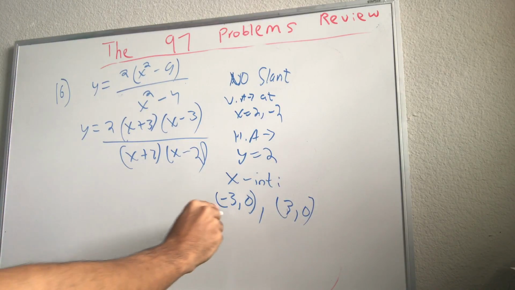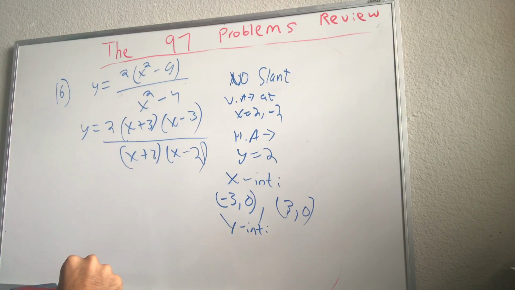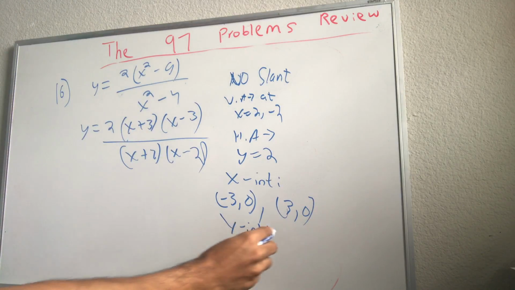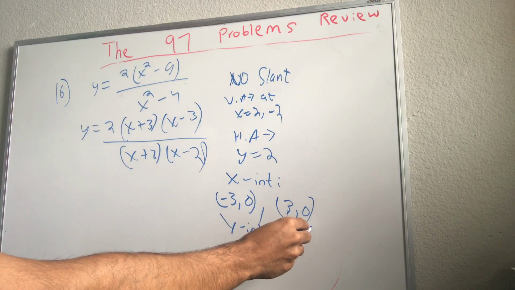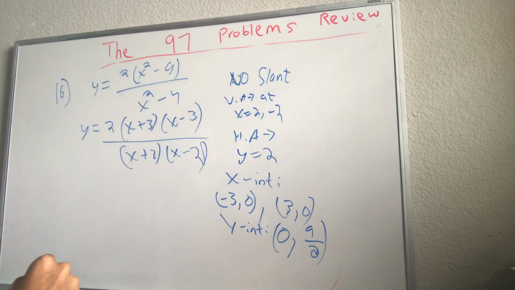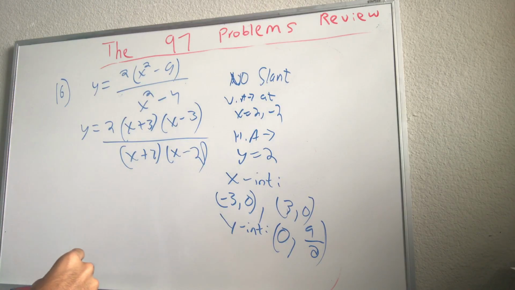And then for our y-intercept, the value of y when x is set to 0, you just plug that in, and so you see that that's just (0, 4.5), or (0, 9/2), right? Just plug that into the equation by putting 0 in for x. So we have our intercepts, we have our asymptotes, and now we can graph this.